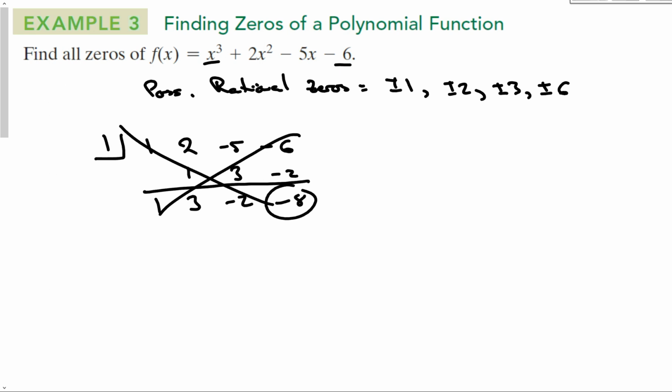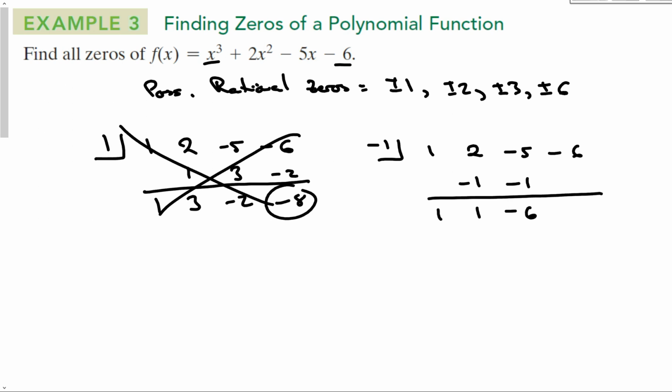Okay, I don't get discouraged. I next try -1. So that's 1, 2, minus 5, minus 6. And bring down the 1, multiply, add, multiply, add. And when I multiply, I get that this is a 0 of the polynomial function, that -1 is a 0. Okay, that's great. This now is my reduced polynomial.